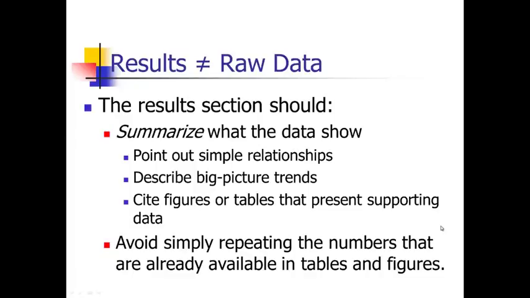The results section is supposed to summarize what's in the tables and figures, so it's a higher level summary. You want to point out simple relationships, describe big picture trends, and cite the supporting data that's in those tables and figures, and the readers can go to those and get more information to fill in the details. But you don't need to repeat the numbers that are already available in tables and figures. Of course, a few key numbers you may want to highlight, but you don't need to read through the tables for your readers.